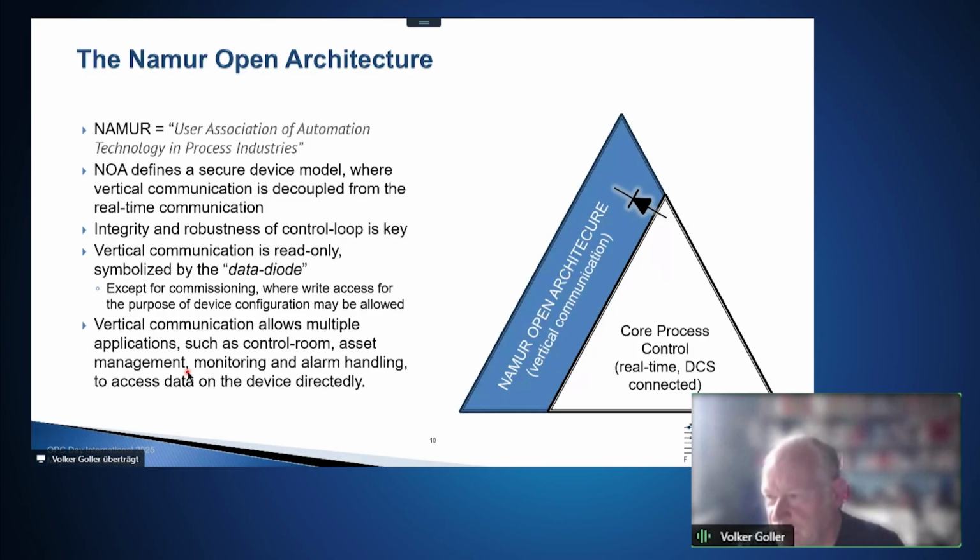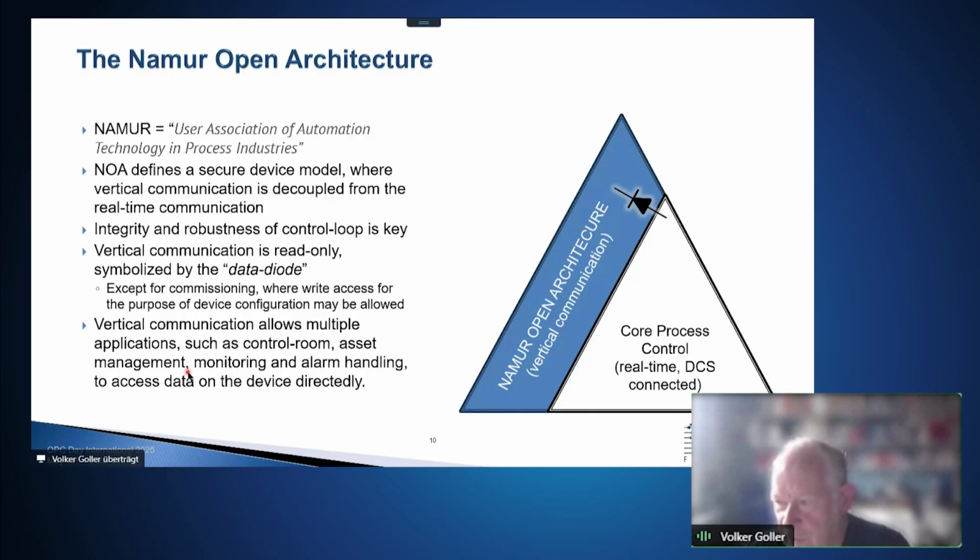And to decouple it, there is the so-called data diode. You know, these guys are mostly hardware guys, so they think in hardware, you put a diode in, it can only flow one way. We would call it a read-only access for the vertical channel. And we have seen customers who actually said, okay, but for the commissioning phase, we allow read-write so that we can set up everything through OPC UA, and then when it goes operational, then the data diode goes in place, and then we have only read access from our data models.